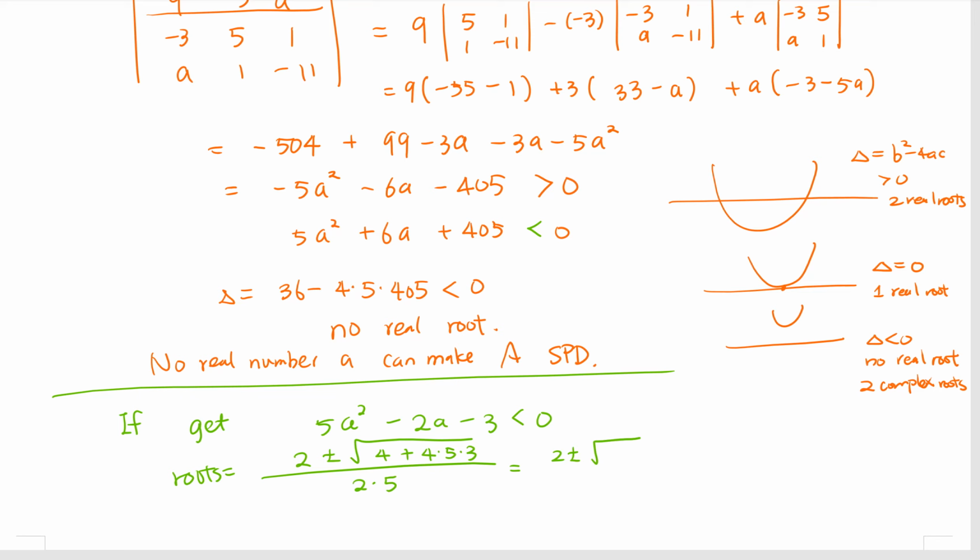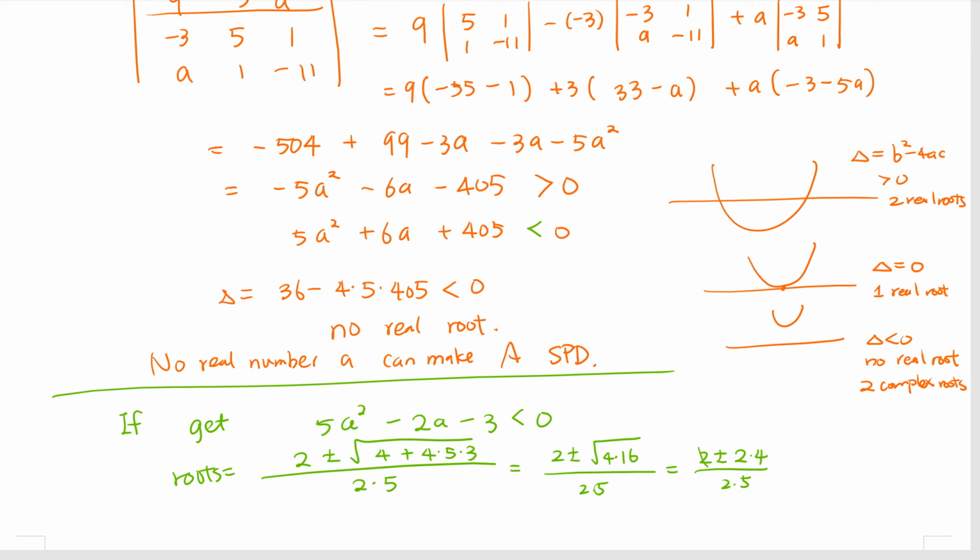So in this case, you see 5 times 3. Oh, 5 times 3 is actually 15. And we can factor out the 4, we get 15 plus 1 is 16. 4 and 16 when we take square roots. The square root of 4 is 2. The square root of 16 is 4.